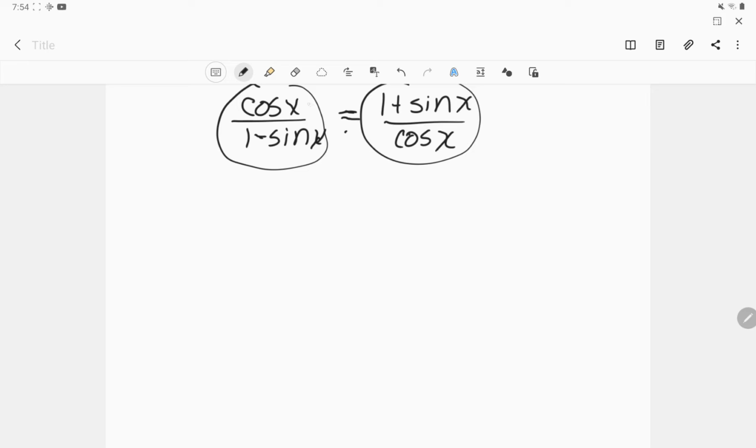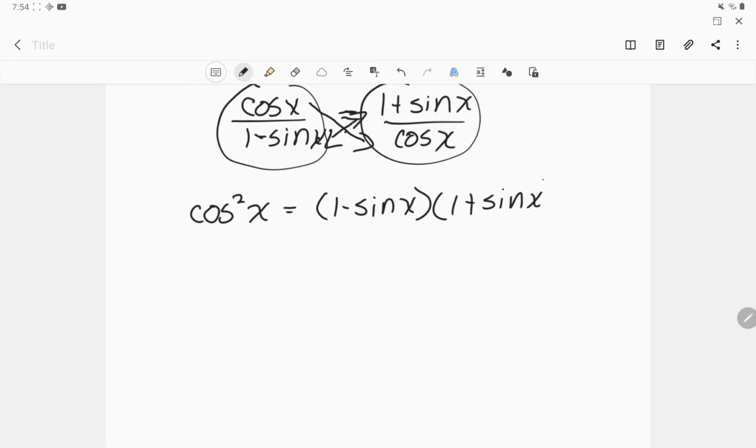What I mean by that is take the top of this and multiply it with the bottom on this one. So cos times cos would be cos squared x. On this side, I would cross multiply, and I would have 1 minus sine x times 1 plus sine x. Now, there's not a whole lot to do on the cos squared x side. That's pretty simple already. But on this side over here, we have 1 minus sine x times 1 plus sine x. We could do FOIL with that.